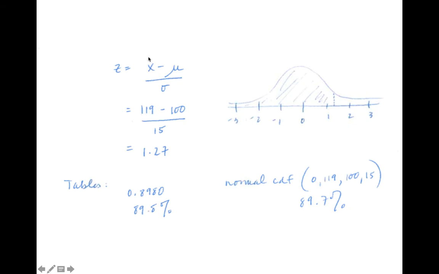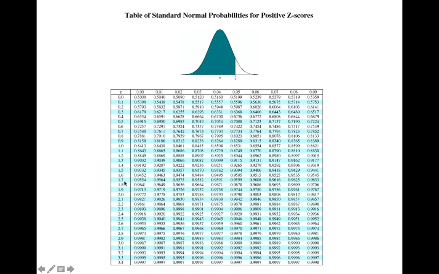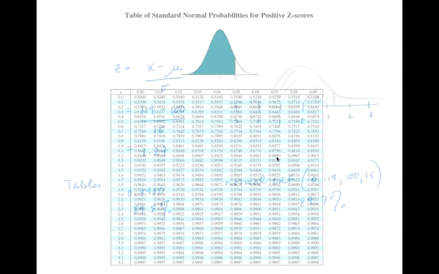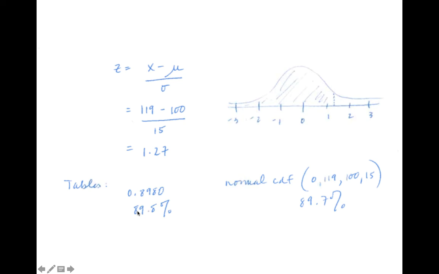It's 119 for the value we're looking at. The mean is 100. The standard deviation is 15. And we find that our z-score is 1.27. Now let's stop for a second and make sure you understand how to find that on the z-score tables. We'll use the first digits, the 1 and the tenths, 1.2, and then we'll go straight across until we get to the 7. So we're seeing that it is 0.8980. And if I go back, that gives me a percentage of 89.8%.